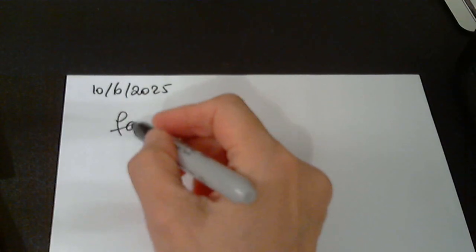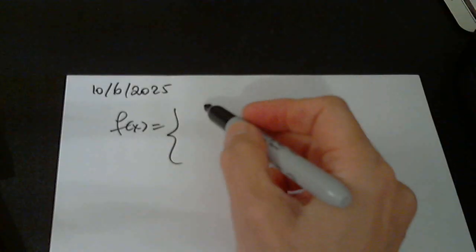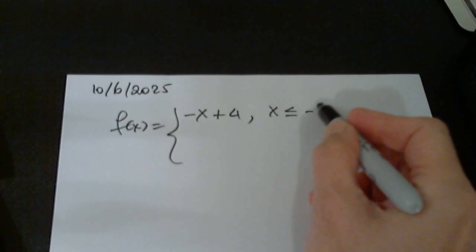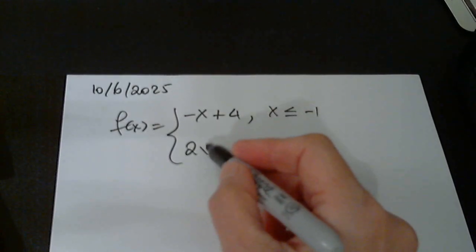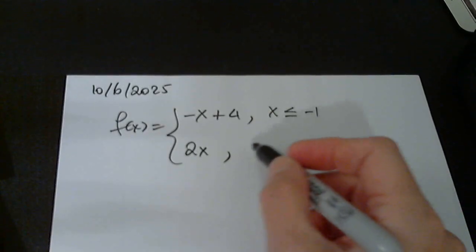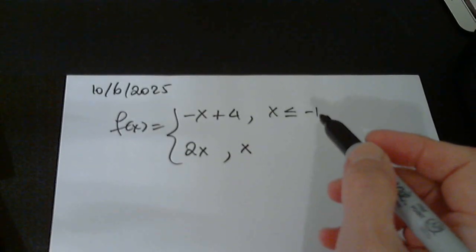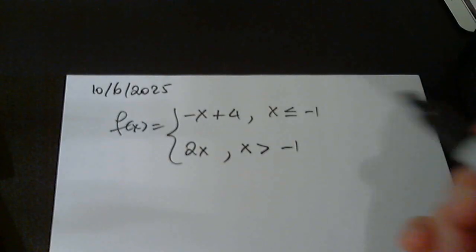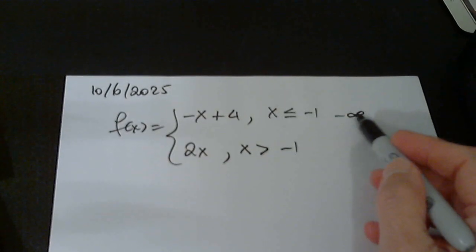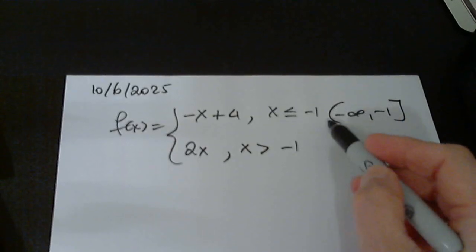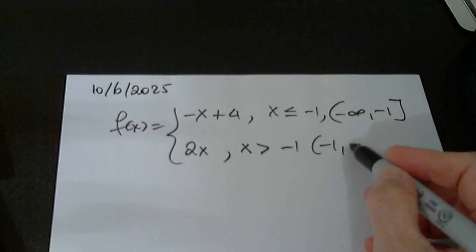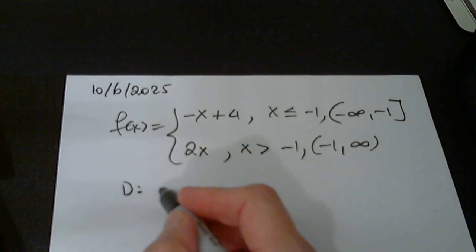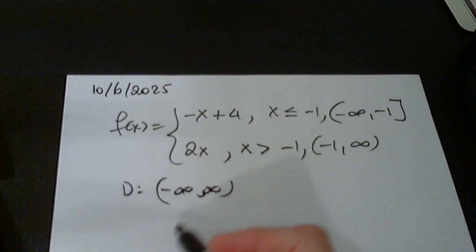Okay, so f of x, let's say, equals negative x plus 4 for x less than or equal to negative 1, and 2x for x greater than negative 1. So all you have to notice is that this interval is negative infinity to negative 1 with a bracket, and this interval is negative 1 to infinity with a parenthesis. Then obviously the domain of this function is everything.